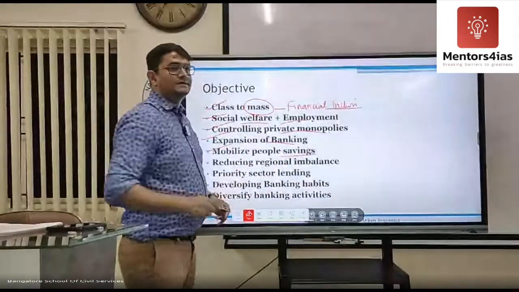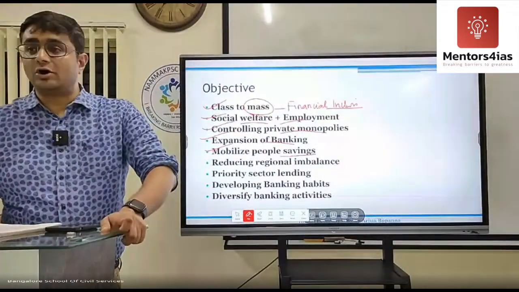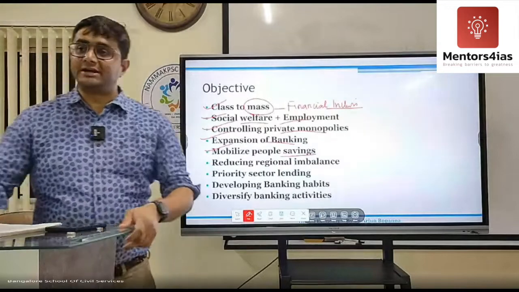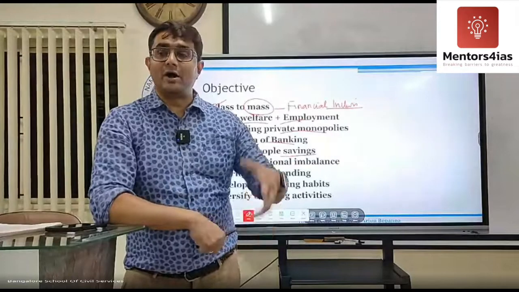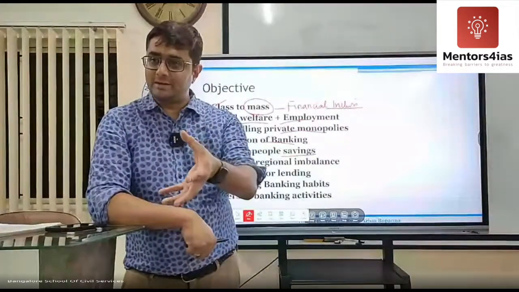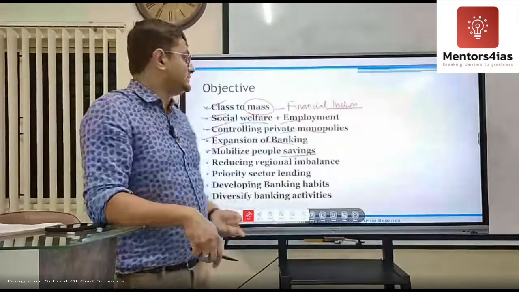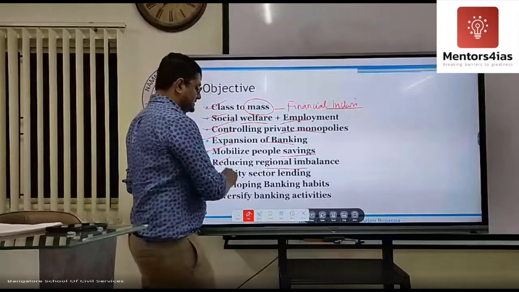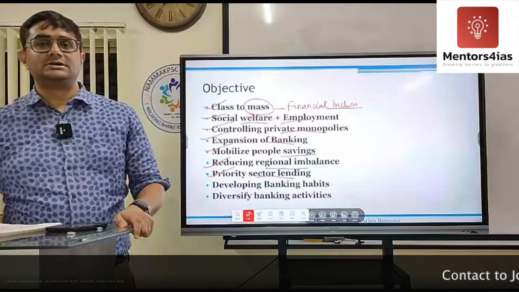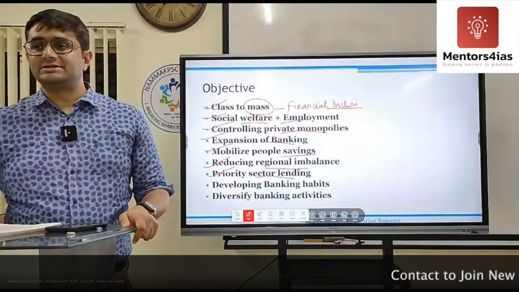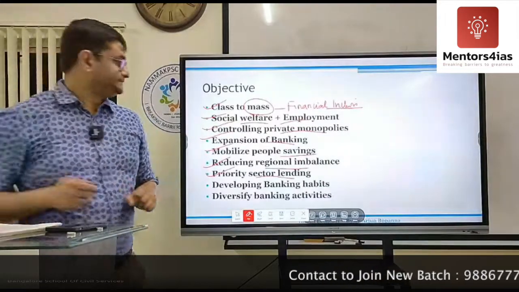Mobilize people's savings. So when they had more trust in government banks, people started to deposit their hard-earned money in these banks. So the banks were able to mobilize these resources and then invest them. So it led to development because of it. Then reducing regional imbalance, priority sector lending, sectors which were neglected by private banks, like agriculture, small-scale industries, housing, all these sectors also started to get finances.